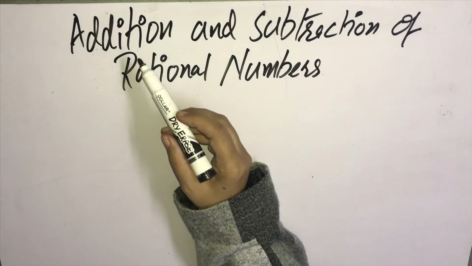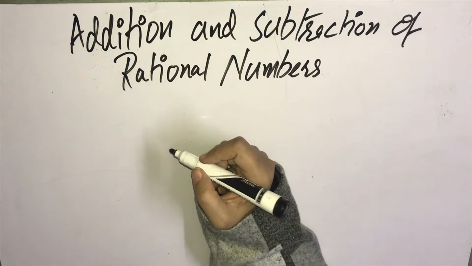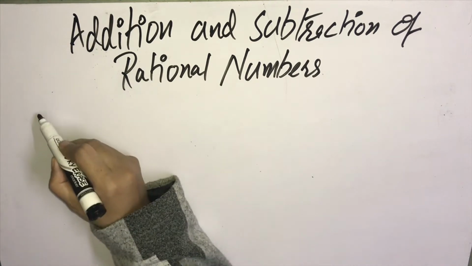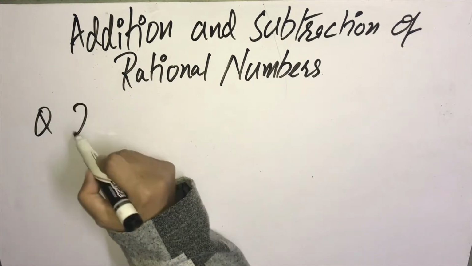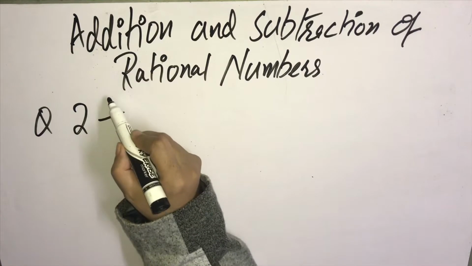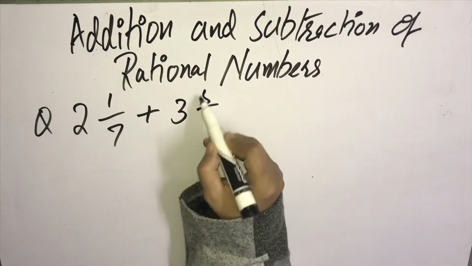The topic for today is addition and subtraction of rational numbers. I shall start with the simple example, the example which is having two fractions. Then we shall go for 3 and 4. The first question is 2 whole 1 by 7 plus 3 whole 5 by 8.